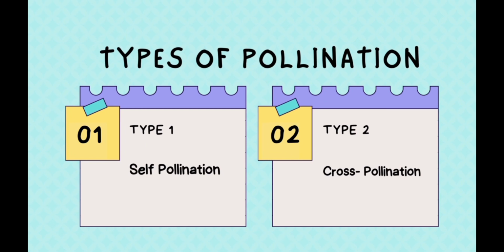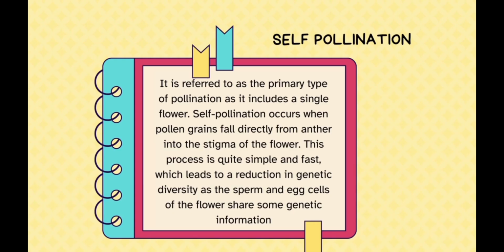Types of pollination. Type 1, self-pollination, and type 2, cross-pollination. Self-pollination. It is referred to as the primary type of pollination as it includes a single flower. Self-pollination occurs when pollen grains fall directly from the anther onto the stigma of the flower. This process is quite simple and fast, which leads to a reduction in genetic diversity as the sperm and egg cells of the flower share some genetic information.